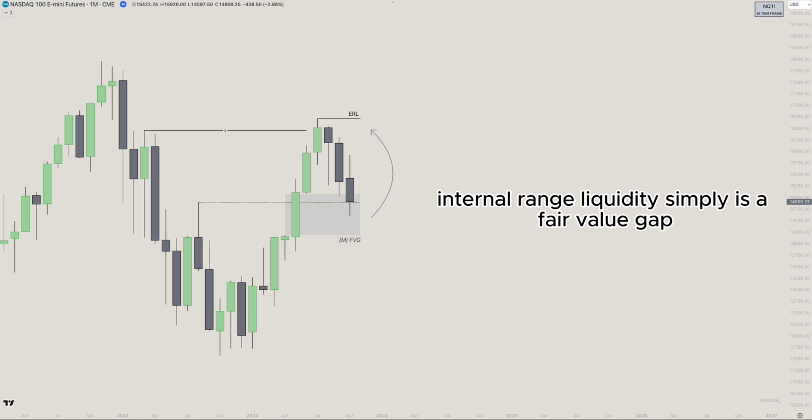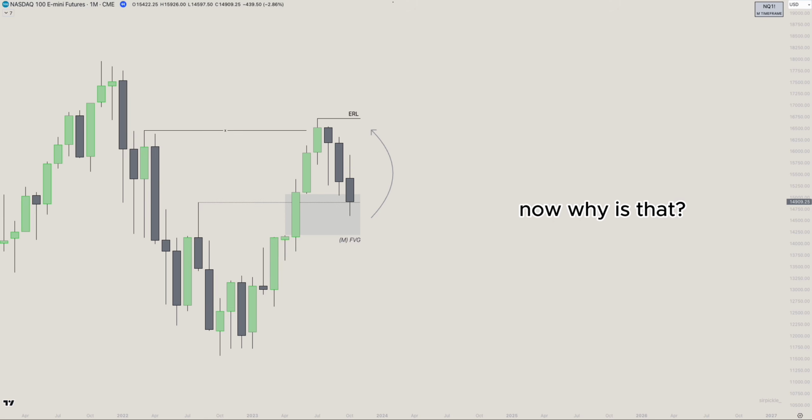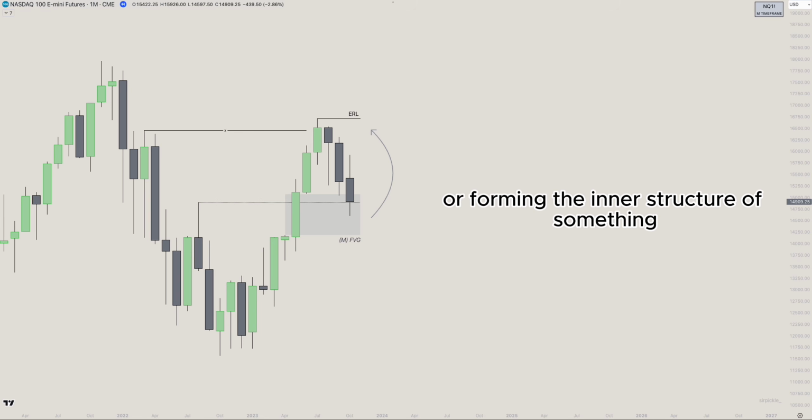So IRL stands for internal range liquidity. Internal range liquidity simply is a fair value gap. Now, why is that? Again, let's define the word internal. Simply means belonging to or forming the inner structure of something, which is exactly what fair value gaps do, as they form the inner structure of a high probability price leg.